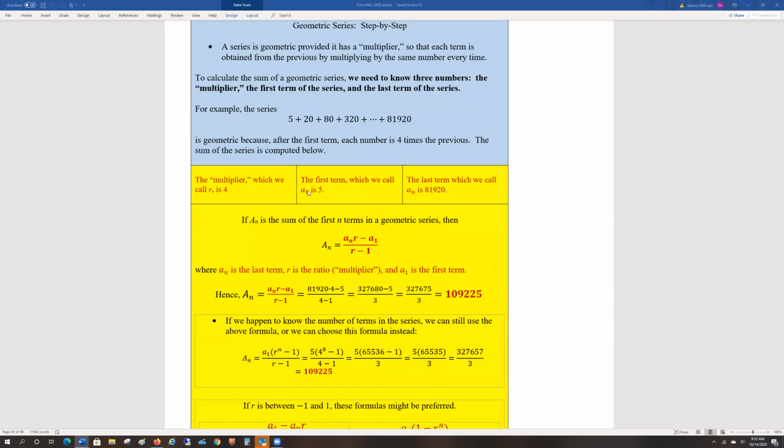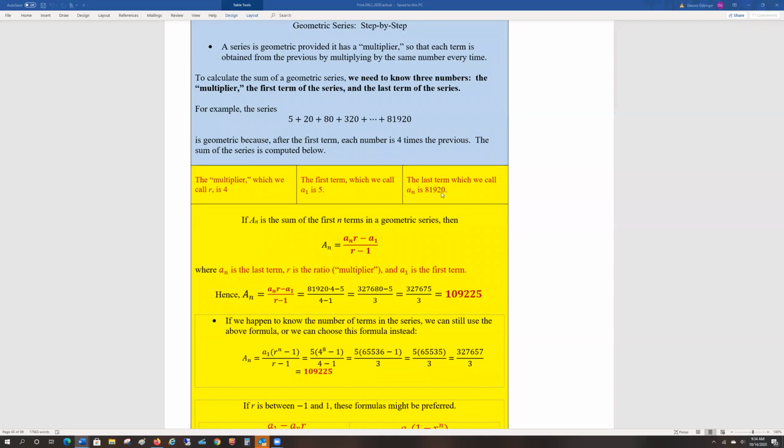All right, so the multiplier is typically called r, and r stands for ratio, in the sense that one number other than 5 is divided by the previous number. 20 divided by 5 is 4, 80 divided by 20 is 4, 320 divided by 80 is 4. So the common ratio is 4, as opposed to the common difference. But again, we're going to call the first term, in this case 5, a sub 1, and we're going to call the last term a sub n, and we need both of those in order to figure out what the total is, along with r. But those are the only three numbers that we need. We do not have to know how many numbers there are.